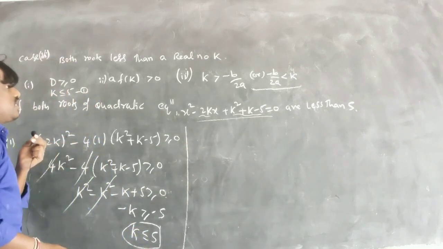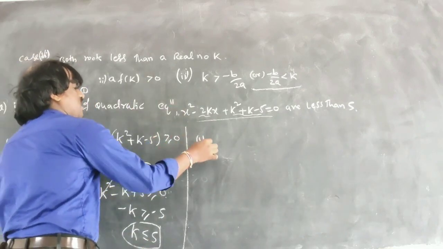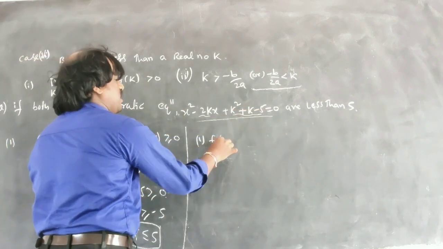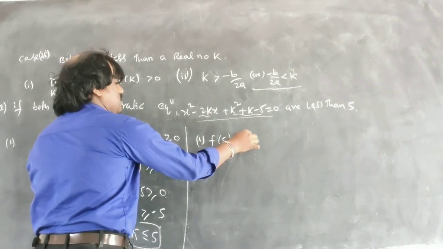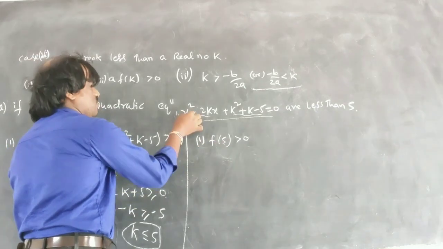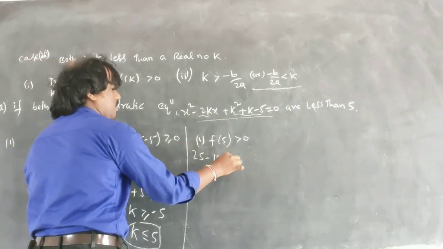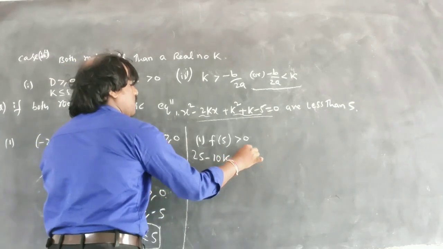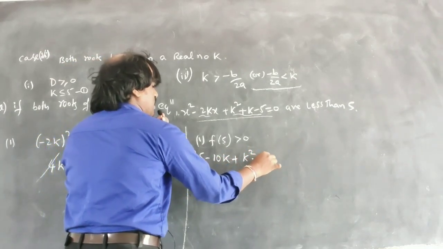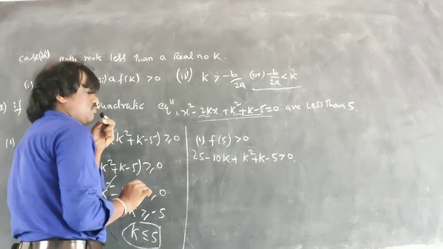What is the condition number 2? A is 1, into f of k. F of k is, what is the number? 5 is given. That must be greater than 0, meaning f of 5 substituted should be greater than 0. So 5 square, that is 25, minus 5 times 10k... plus k square plus k minus 5 is greater than 0. What I did here is, wherever x is there, I substituted 5.